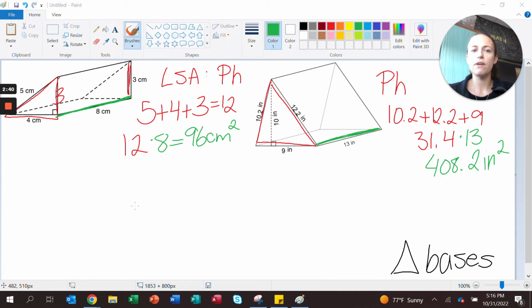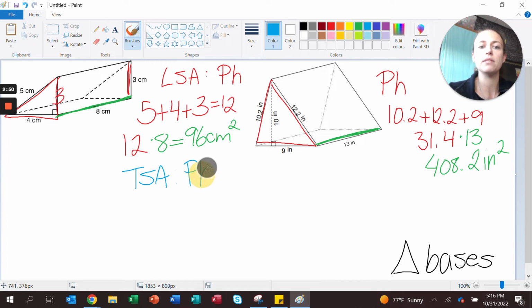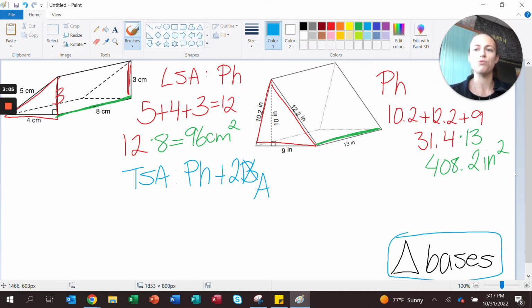Now, for us to figure out the total surface area, there is just one more step. So if you look at the formulas, the beginning part of them is the same for total surface area. So it is perimeter times the height. The only thing we now need to add is twice the area of the base. Remember, we changed that B to an A just to make it less confusing for our brains. And now we can find the area of the base. Quick reminder that your base is a triangle.